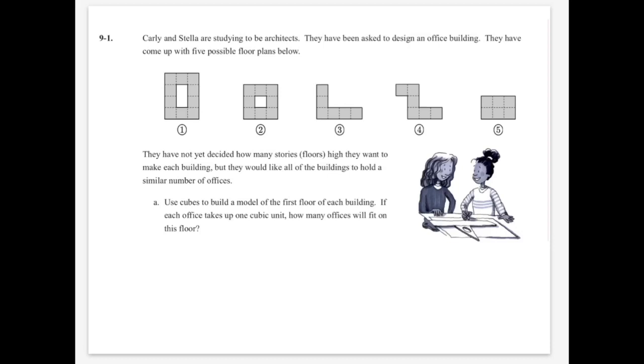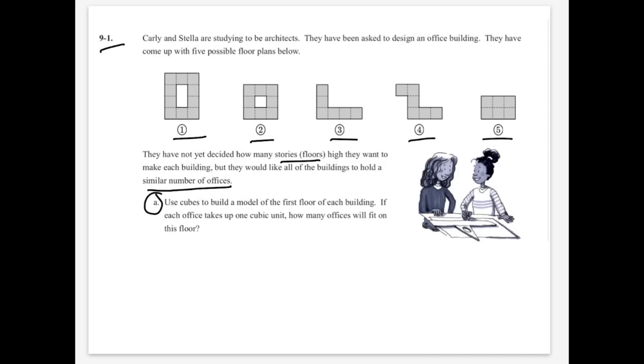All right, first problem is 9-1. Carly and Stella are studying to be architects. They have been asked to design an office building. They have come up with 5 possible floor plans. They have not yet decided how many stories or floors high they want to make each building, but they would like all of the buildings to hold a similar number of offices.